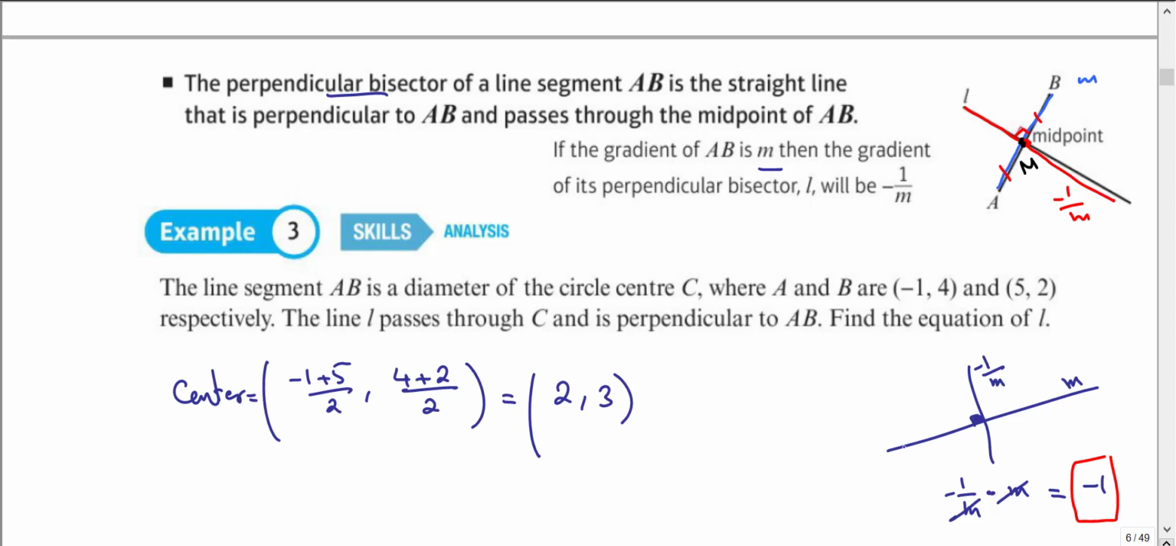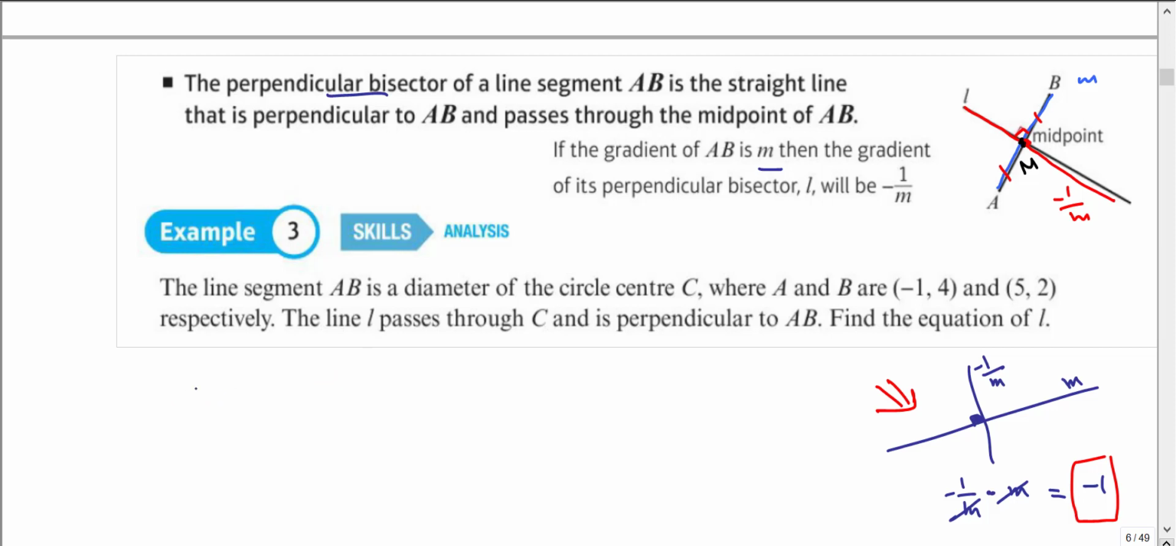So always for perpendicular lines, you can see it here. If you multiply the gradients of the perpendicular lines, the answer is always negative 1. Okay? You get this? Let me do the example here.